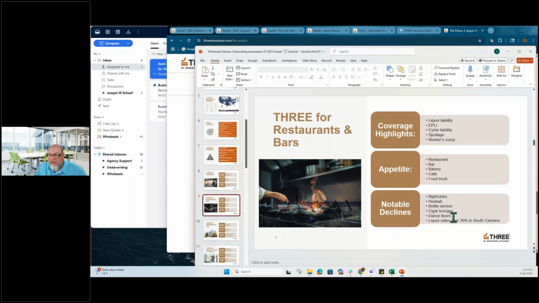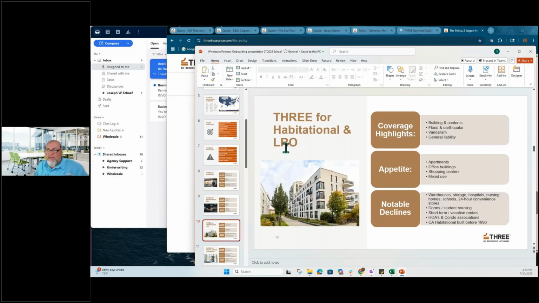And there's other things that we will not cover, but they're in a more unique case by case basis, and I'll show you how you can find those things out. Moving along, habitational and lesser risk only landlord situations. We handle all of these: apartments, office buildings, shopping centers, mixed use.